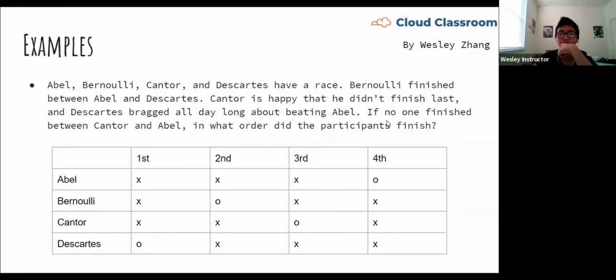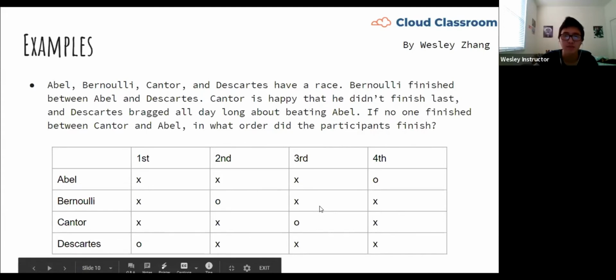All right, here's another example. So Abel, Bernoulli, Cantor, and Descartes have a race. Bernoulli finished between Abel and Descartes. Cantor is happy that he didn't finish last. And Descartes bragged all day long about beating Abel. If no one finished between Cantor and Abel, in what order did the participants finish?